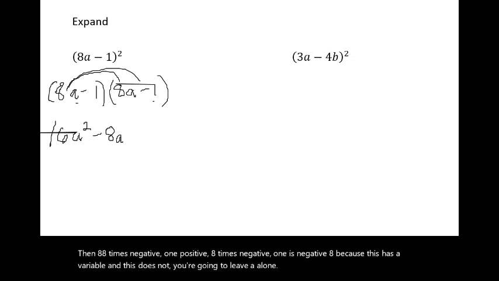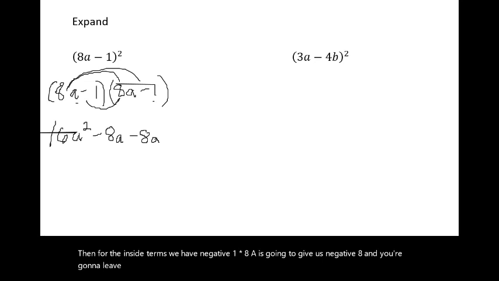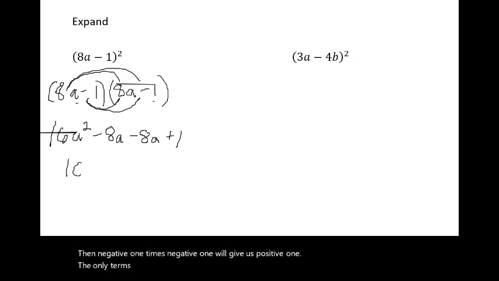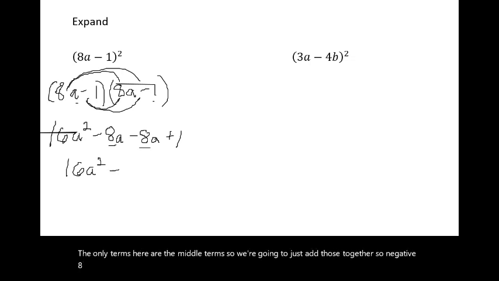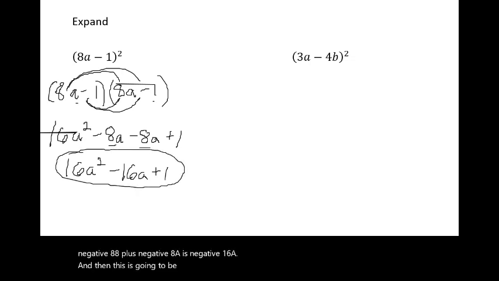Then for the inside terms, we have negative 1 times 8a is going to give us negative 8, and you're going to leave the a alone. Then negative 1 times negative 1 will give us positive 1. The only like terms here are the middle terms, so we're going to just add those together. So negative 8a plus negative 8a is negative 16a. And then this is going to be your final answer.